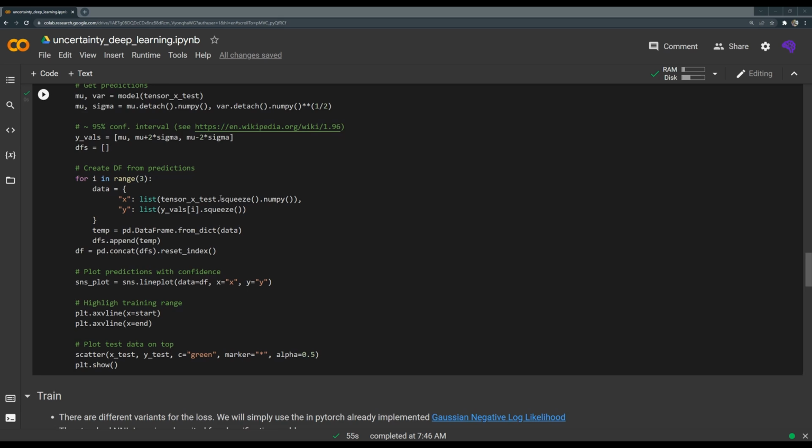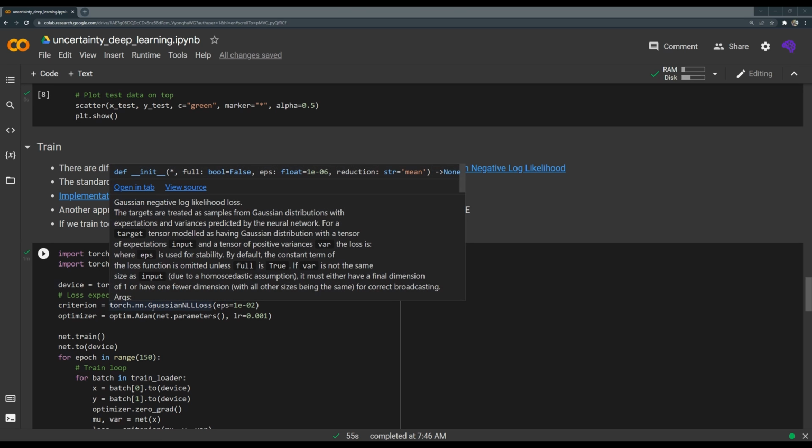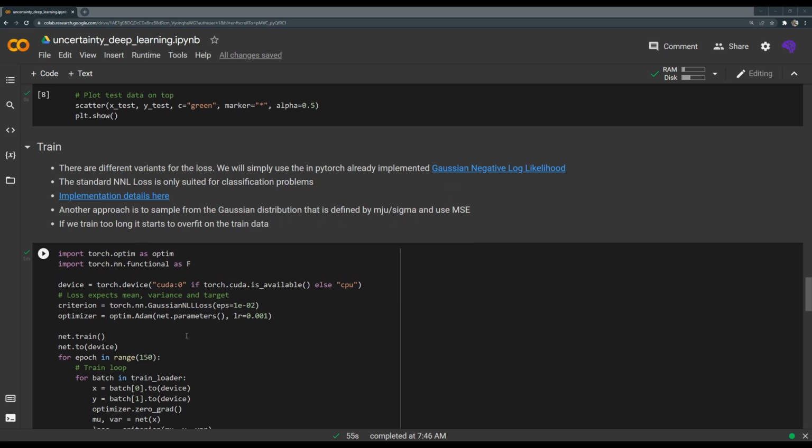Now let's have a look at the final part. We need the loss function. And we are lucky because there's already an implementation of the Gaussian negative log likelihood. And this loss function can be used for exactly what we try to do. A neural network predicts a mean and variance, and we want to find out how likely a given y value, so the regression target, is given our parameters.